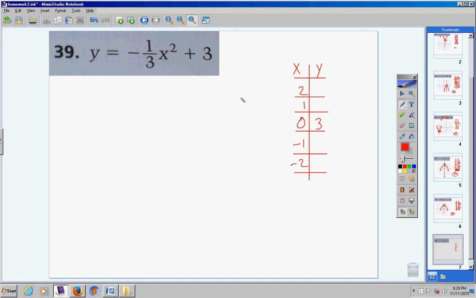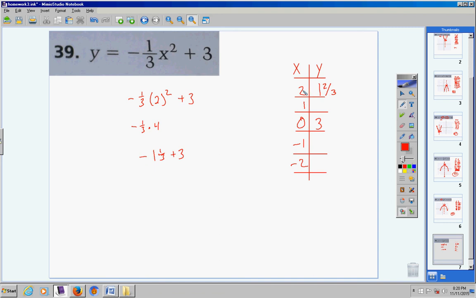And here we go. Substitute 2 in for x, -1/3 times 2 in parentheses squared, +3. 2 times 2 is 4. -1/3 times 4 would be -4/3, or -1 and 1/3. +3. That does give you 1 and 2/3. Okay, use a calculator if you need to, guys. That gives you 1 and 2/3.